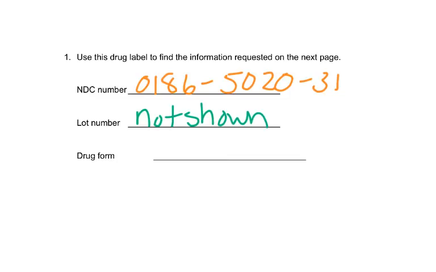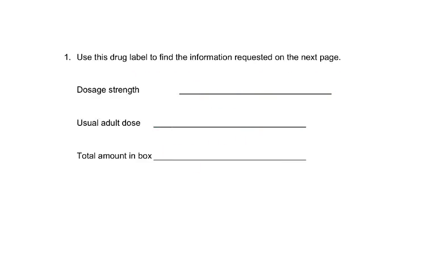The drug form is asking whether it's capsules or liquid. In this case, it says right underneath the generic name that it's capsules. The dosage strength is how much medicine is actually in it, and it says it in the circle there, and then it also says it with an asterisk underneath that. But the dosage strength is 20 milligrams.